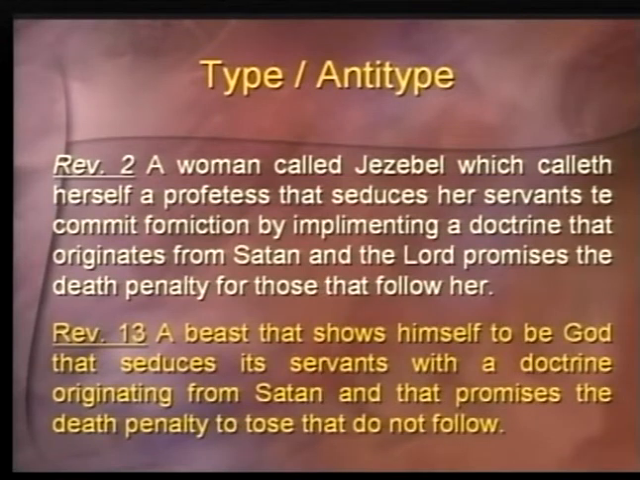Let's just look at those two pieces again very quickly. If we put them next to each other, what have we now found from Revelation 2 and Revelation 13? To summarize that portion in Revelation 2, just at one church, we read the following, and these are just my words to summarize it. A woman called Jezebel, which calleth herself a prophetess, that seduces her servants to commit fornication by implementing a doctrine that originates from Satan, and the Lord promises the death penalty for those that follow her.